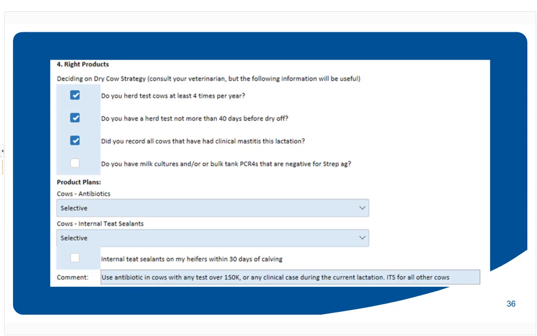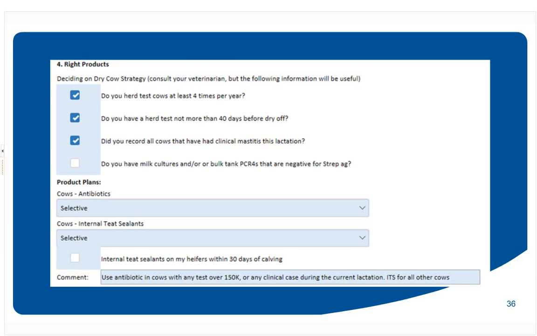So in Tim's herd, he doesn't have culture results that prove that he doesn't have strep agalactia. And he has elected to use antibiotic in cows with any test over 150,000 cells per mil, or cows that have had a clinical case during the current lactation. And all other cows have internal teat sealants only. And he doesn't use any internal teat sealants in heifers. He's able to maintain a very low calving time mastitis in heifers, so there's no benefit there.